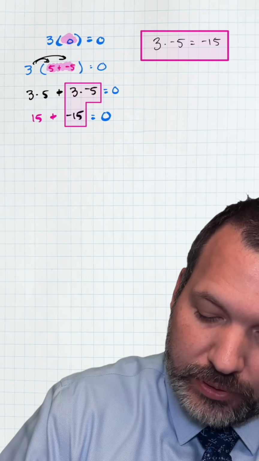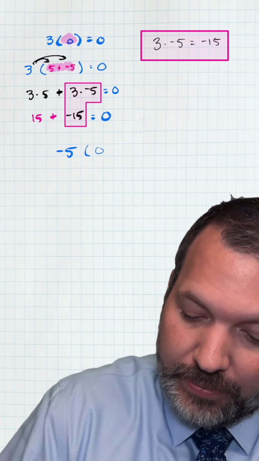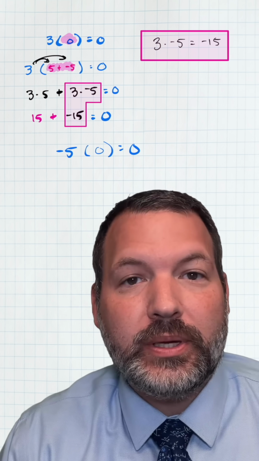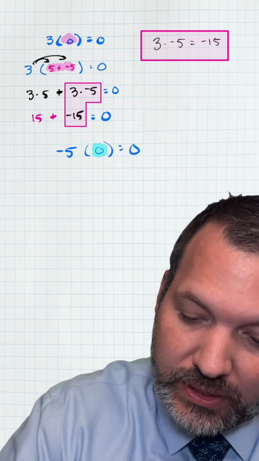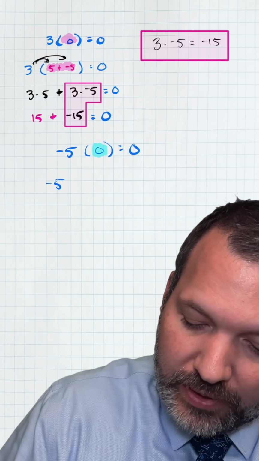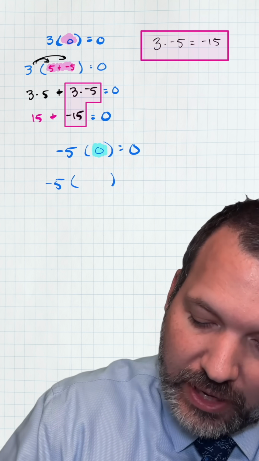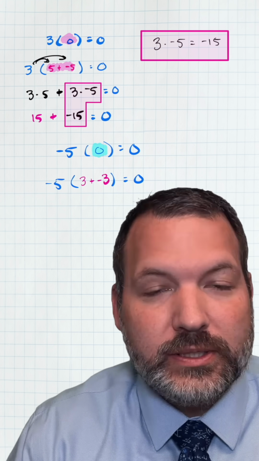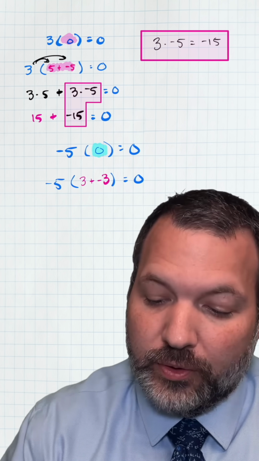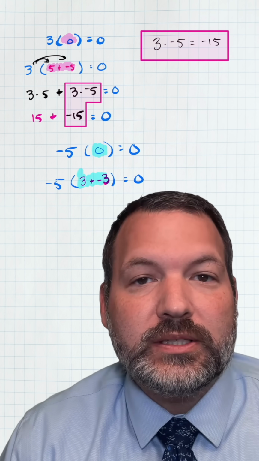Now that we know that, let's consider a slightly different problem. Let's say that we want to multiply negative 5 times 0. What should the answer to that be? 0. But again, let's take the inside of those parentheses, that 0, and rewrite it. This is now going to be negative 5 times 3 plus negative 3. And as long as you agree 3 plus negative 3 is 0, then you can see we haven't really changed anything, and so everything still equals 0.